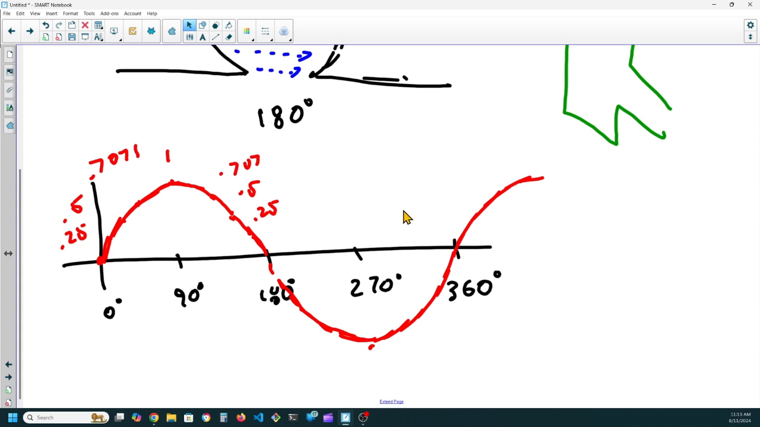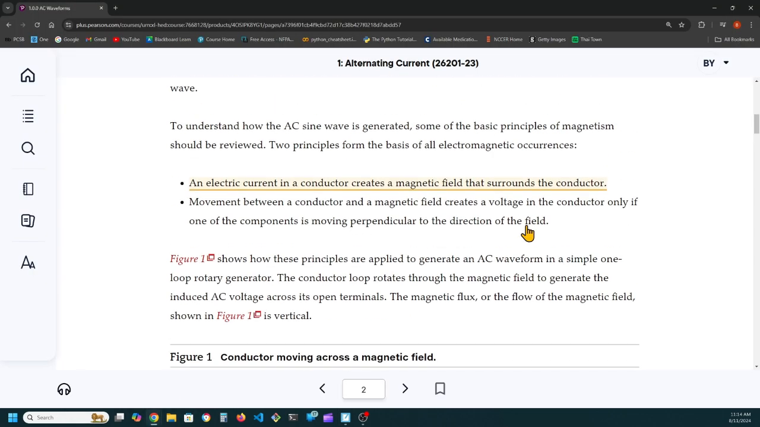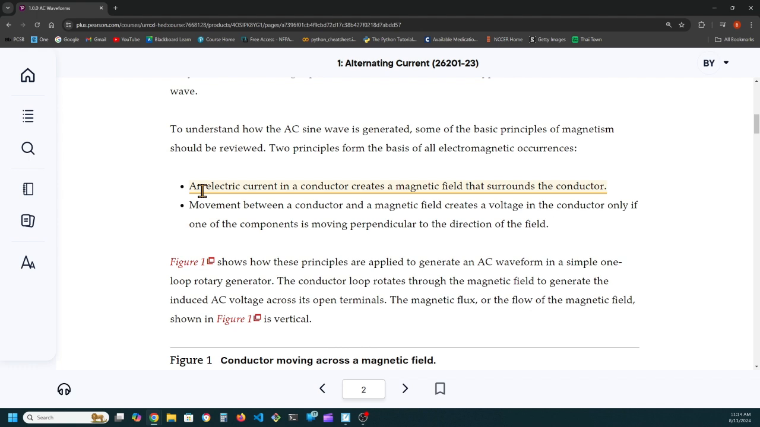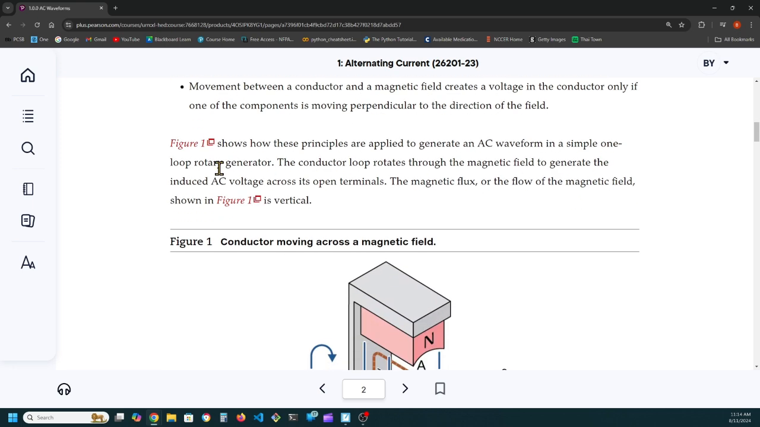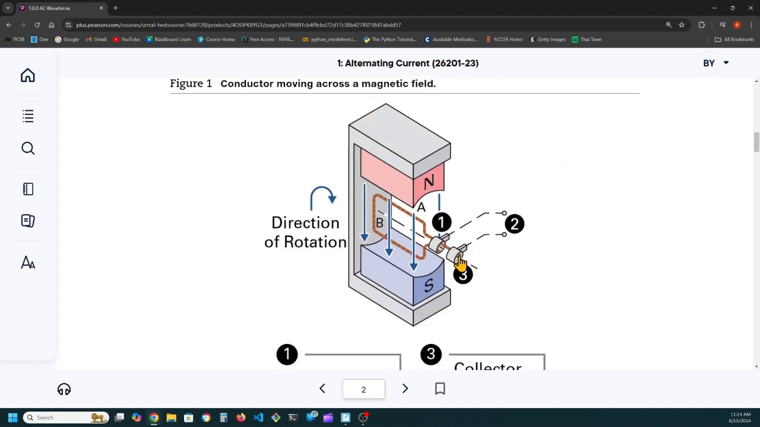Okay, so let's go back to the book. Let's see what they have to say. All right. So here's a highlight. It says an electric current in a conductor creates a magnetic field that surrounds that conductor. Figure 1 shows how these principles are applied to generate an AC waveform in a simple one-loop rotary generator. So here's their version of it.